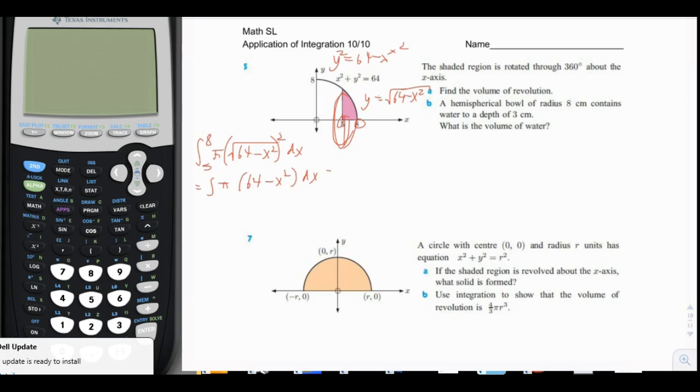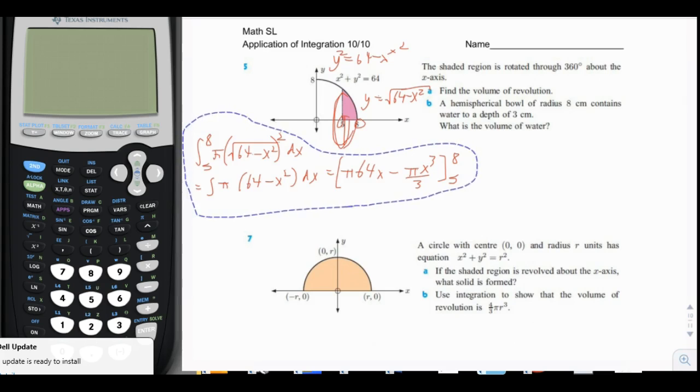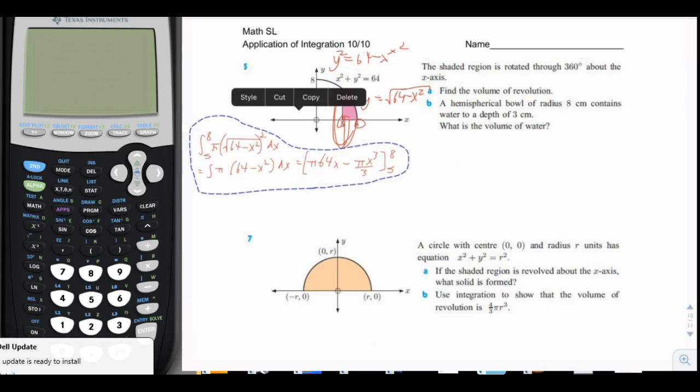So we would integrate that, and we would get pi 64x minus pi x cubed over 3. And then we would put the limits of integration as 5 to 8. And while you admire that, I am going to make it a little bit smaller. Okay.